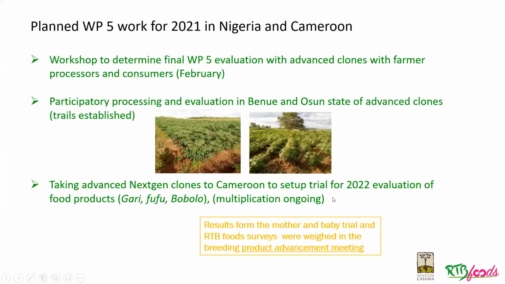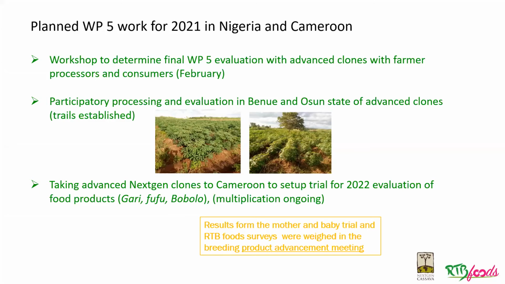And this is the work package 5 work plan for Nigeria and Cameroon. First, we have to have this general workshop that will be at the annual meeting, the RTBfoods annual meeting, to come up with a good integrated protocol. So insights from this and other studies will be brought there together with Alexander and other people. We will develop a workable, good protocol for evaluation.